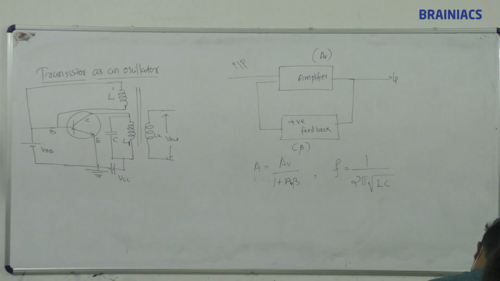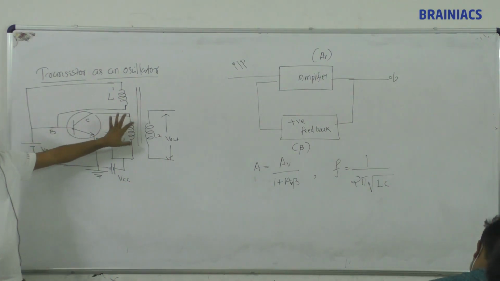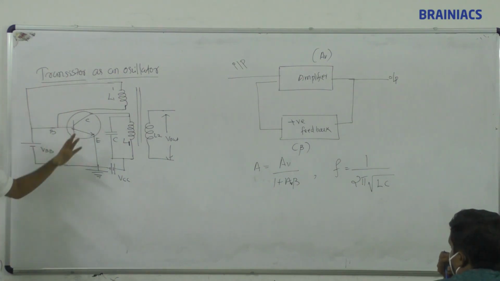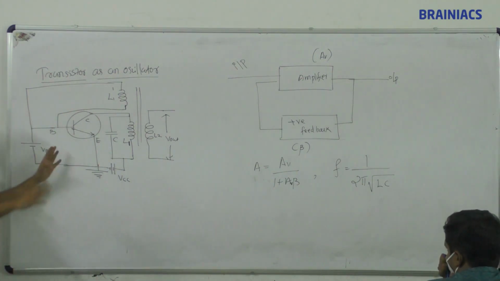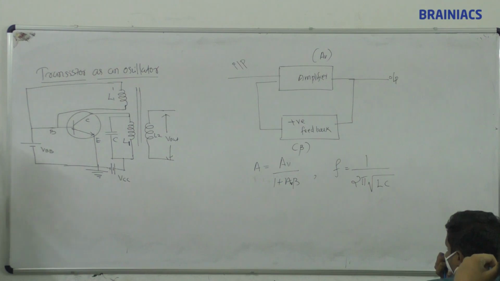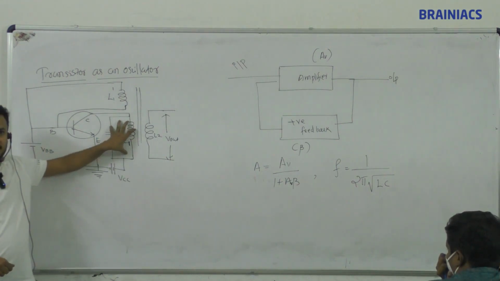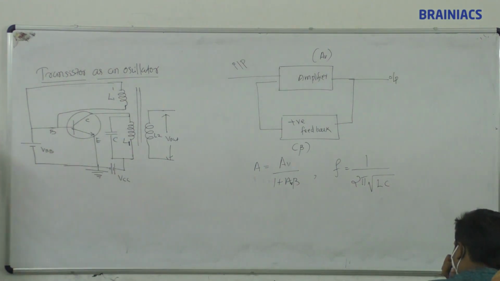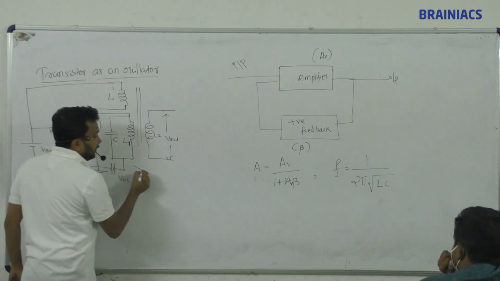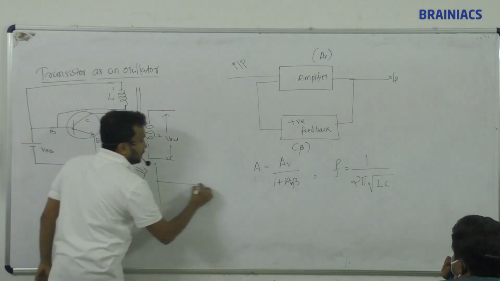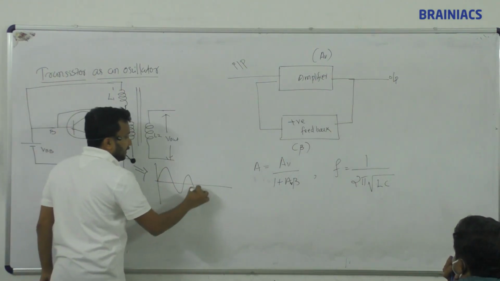Okay, so we'll start. This is an LC oscillator. You don't need to bother much about the diagrams. The concept is important. They will not ask you to draw the diagram at all. This LC oscillator will produce what type of signal? Damped signals. In short, it's quite simple. Here you will get a signal. This will produce a damped signal like this.